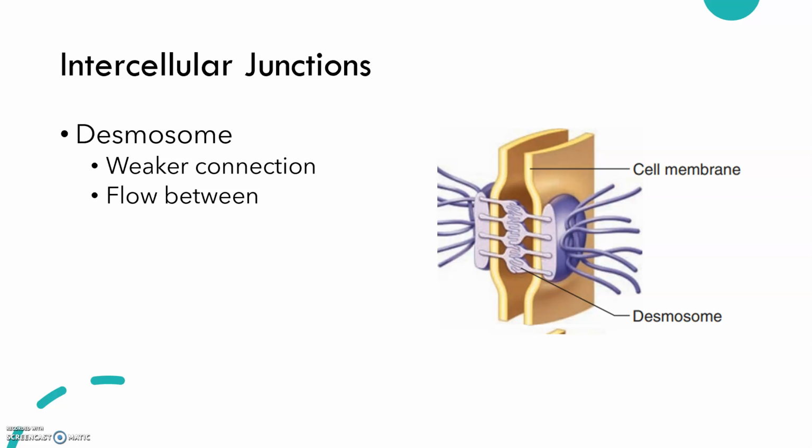Desmosomes are slightly weaker connections, as they do allow flow in between the cells. They're sometimes called spot welds, as they are tight. They are not as tight as the tight junctions, as they have a sort of anchoring system within the cell membranes.